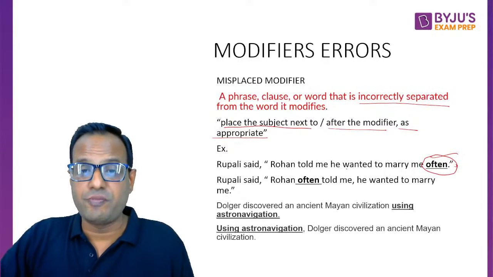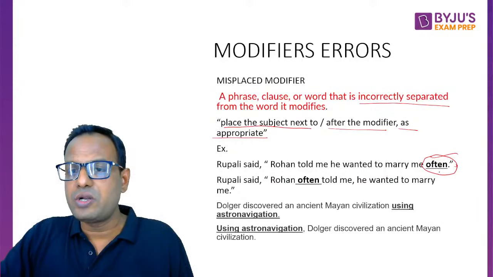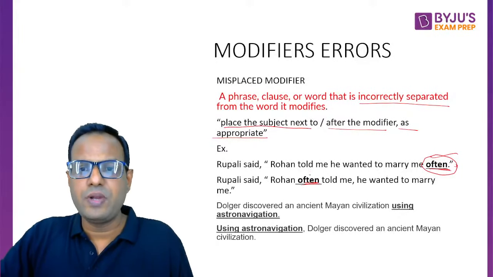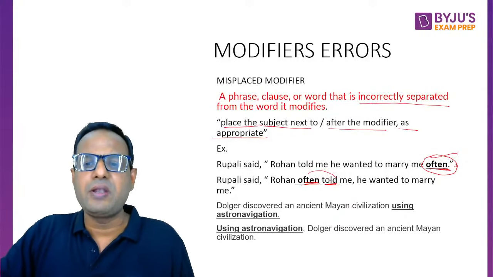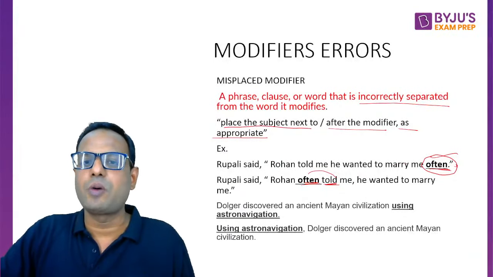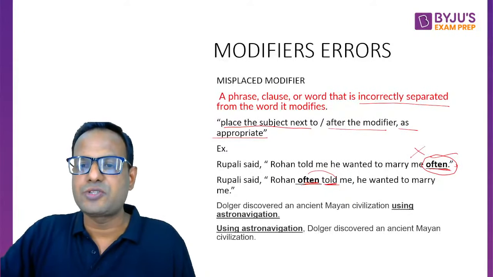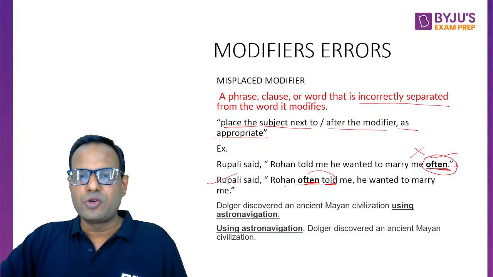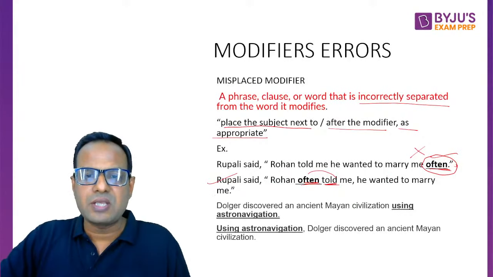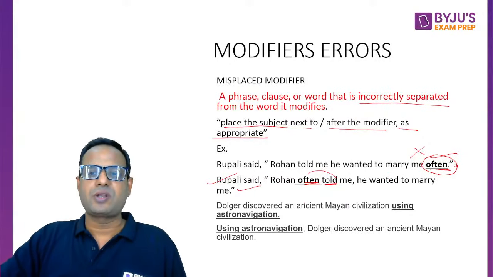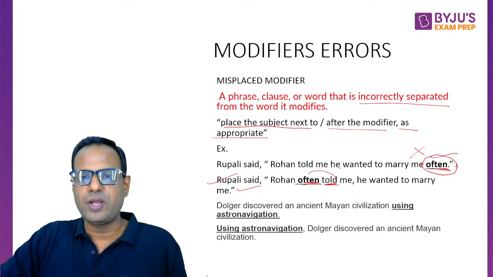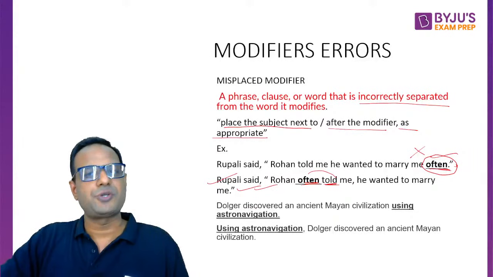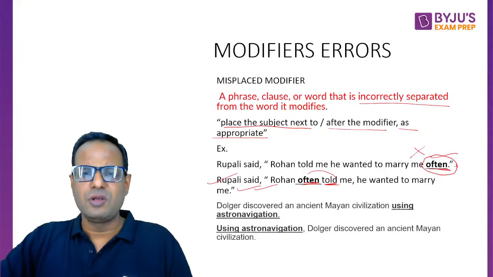Right? The correct version should have been Rohan often told me. So this word often, it is an adverb. It should have modified the verb told. Hence, it should have been placed right next to the verb told and not like this. So the first sentence suffers from the problem of misplaced modifier. Hence, it is wrong. The second one is the right one. Rohan often told me he wanted to marry me. That's how a sentence should be constructed. The first one suffers from the problem of misplaced modifier. When we correct it, this is the rectified version. Alright? Okay, this was quite an easy one.